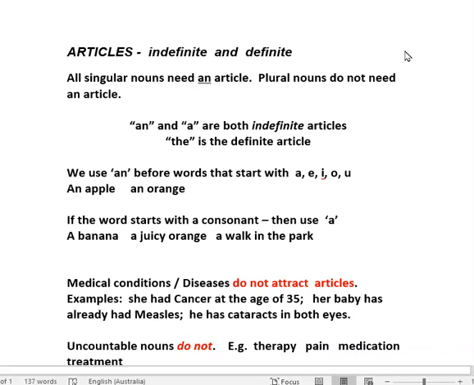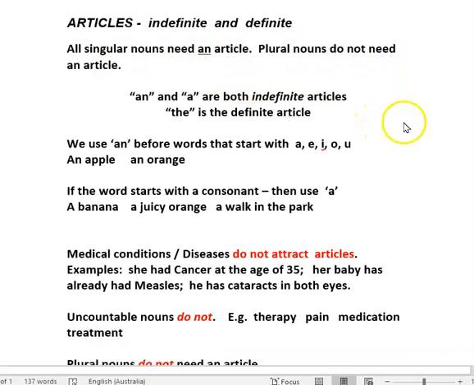All singular nouns in a sentence need an article. Plural nouns do not need articles. They don't need an article. So we've got an and a. They're both indefinite, and the is the definite article.